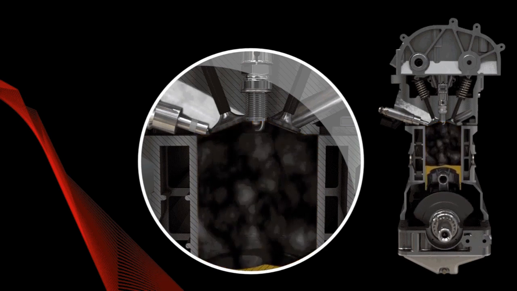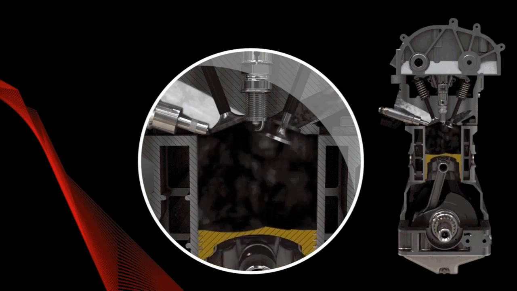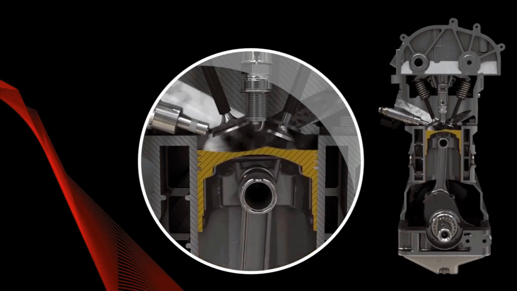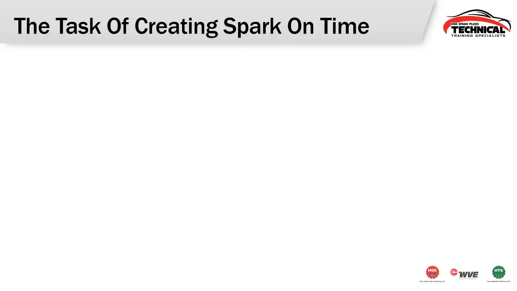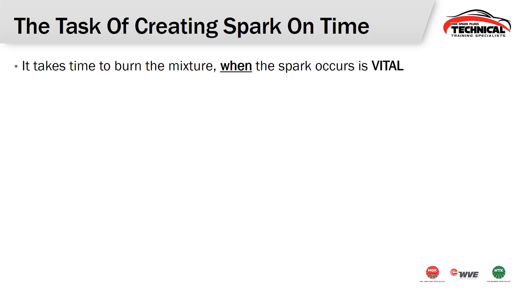And now at the bottom, we need to exhaust, we need to get rid of all that spent mixture. We bring it up on the exhaust stroke. So that timing, that spark happens at the end of the compression stroke, is vital to the way this engine runs. Now it takes time to burn that mixture. It takes a little bit of time. It doesn't happen instantly. It doesn't burn it all off instantly. So again, that spark occurring and when it occurs is vital.